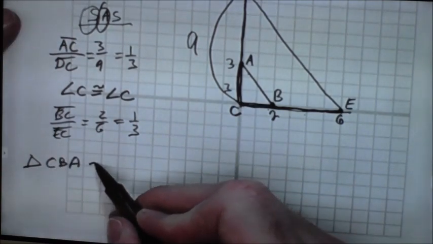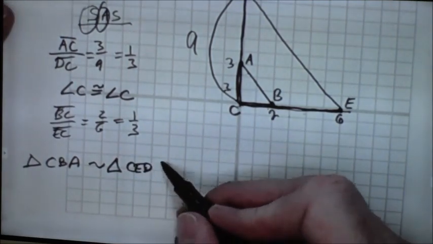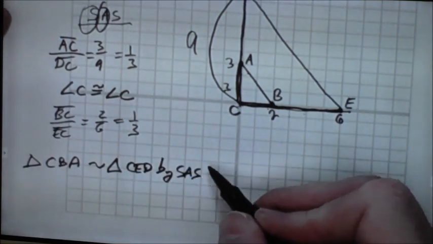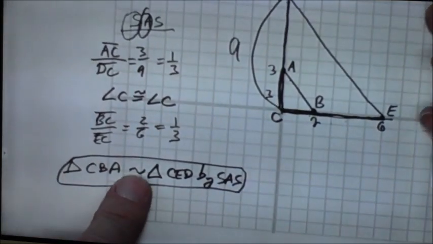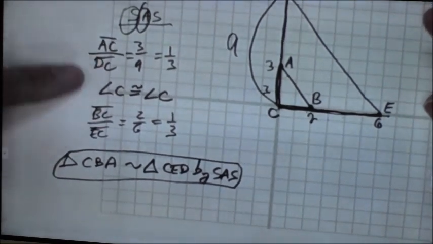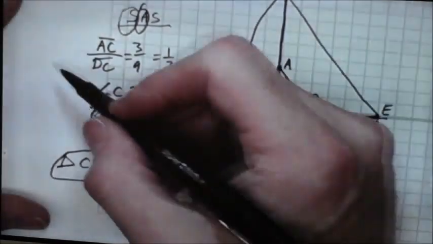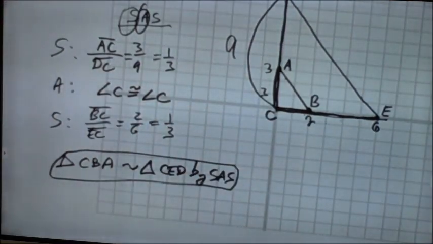So now I can say the triangle CBA is congruent to triangle CED by SAS. So there's my similarity statement, and here is the proof of the similarity statement. Side, angle, side. And we could say an S, an A, and an S. I like that. Not required, but it's nice to do that.